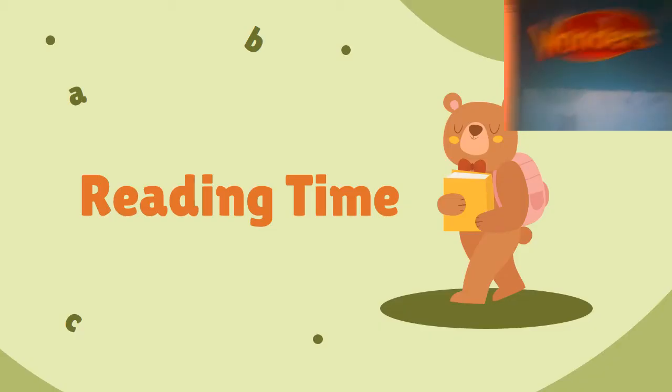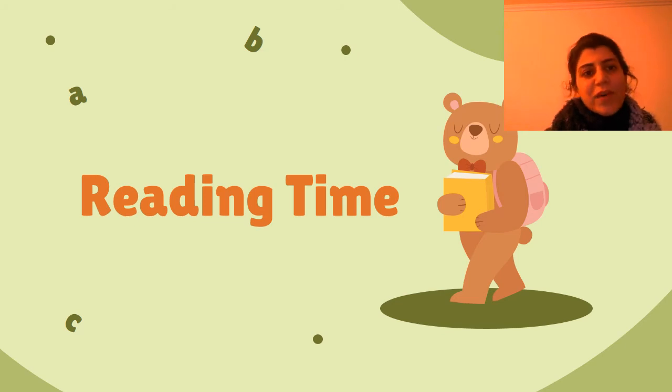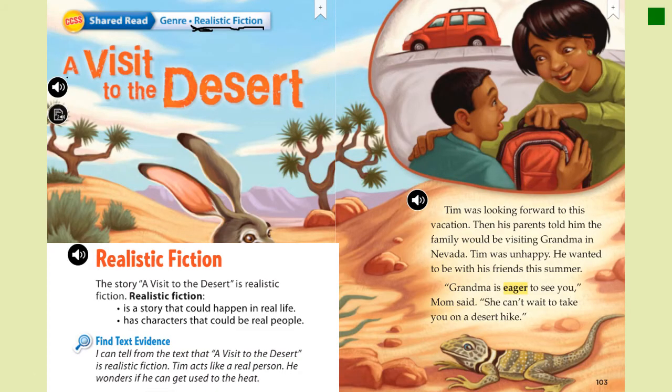Now it's reading time. You ready? We're going to start reading our new lesson, and of course I'm going to explain. The title of our story is A Visit to the Desert. The genre of this story is realistic fiction. We have the word real, so I'll tell you what. The story A Visit to the Desert is realistic fiction because it could happen in real life. This is why I told you it has the word real.